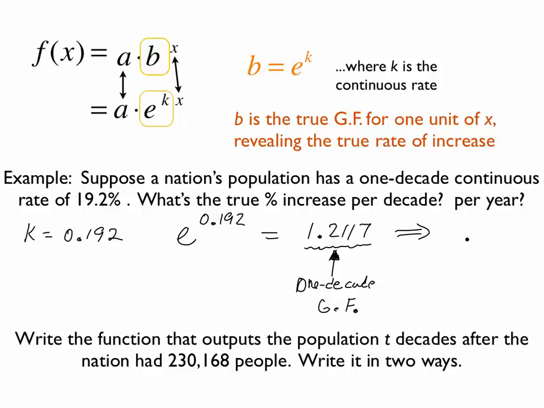So I just do 1.2117 minus 1. So how do we get percent increase from growth factor? Oh, it's still minus 1. Yeah, what is it? So 19.2% as a continuous rate is a true population growth of 21.17% increase. What about per year? Brooke.